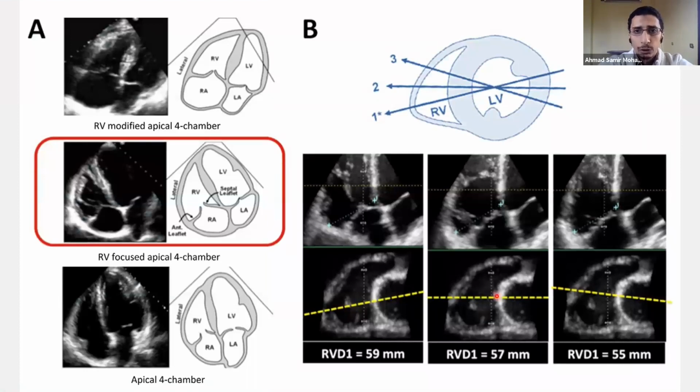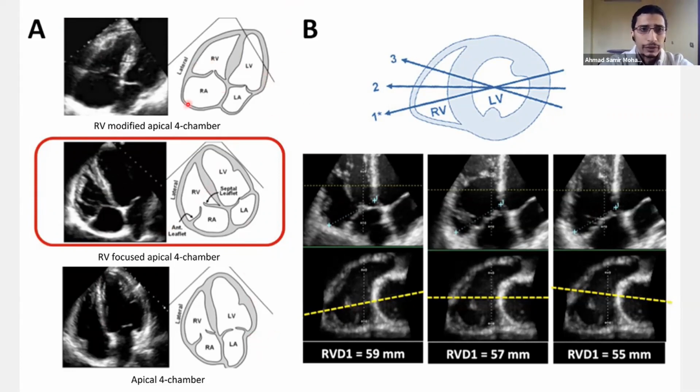I would like to draw your attention to this part of the screen first. We can have the cut representing the apical four chamber view in one, two, or three alignments. As we can imagine, in one, we will have a certain diameter for the right ventricular cavity. In two, it will be a different diameter. And three is a third and different diameter. What is the ideal? All of them, one and two and three, in the apical four chamber views, are presenting the four chambers of the heart.